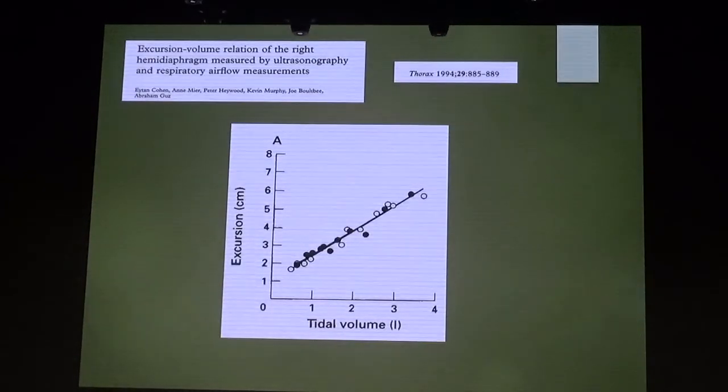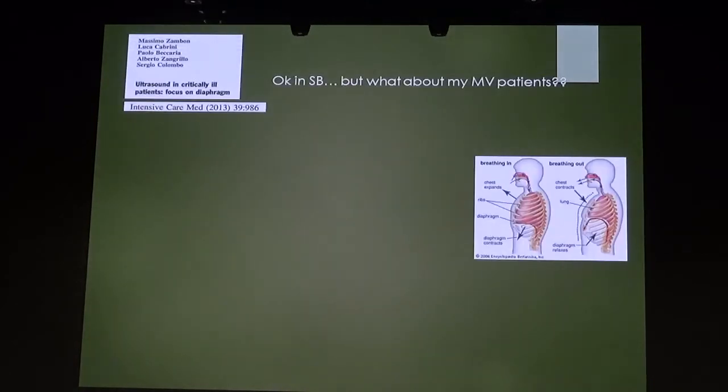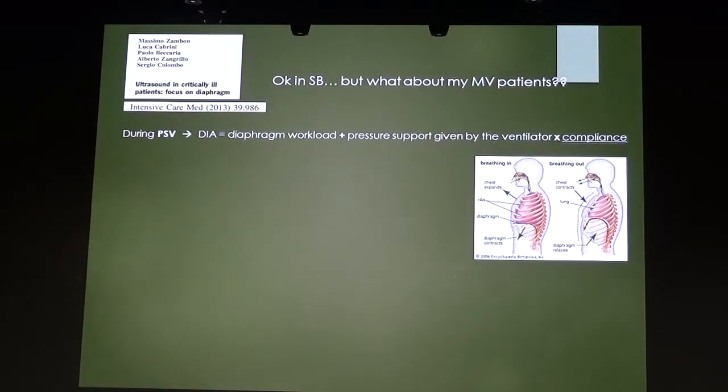But we have to remember that diaphragmatic excursion is related essentially to the tidal volume. And as you can see here in this study by this Italian group of Dr. Umbrello and colleagues, when we try to decrease or increase pressure support in this protocol, you can see the diaphragmatic excursion doesn't change. And this is quite logical, because during pressure support, the excursion is given by the diaphragm workload, but even by the pressure support given by the ventilator.